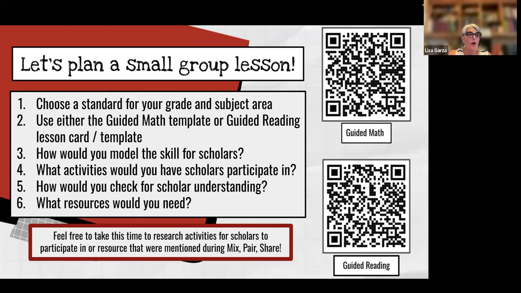Using the template to help guide your thinking, make note of how you would introduce the skill to scholars and model your thinking. Determine which activities you would ask scholars to participate in and how you would monitor their understanding. Finally, make note of what resources would be needed for this lesson. You will have 20 minutes to work on this.